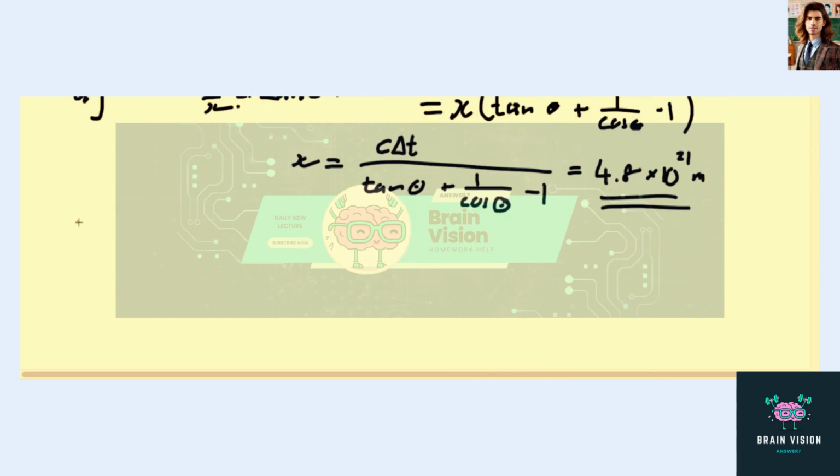Now what about part B? Part B is asking, does this answer make sense? Okay, so for this, you have to know that the size of the Milky Way is roughly 9.46 times 10 to the 20 meters. So this distance of 4.8 times 10 to the 21 meters is outside of the Milky Way. So indeed, this answer does make sense.